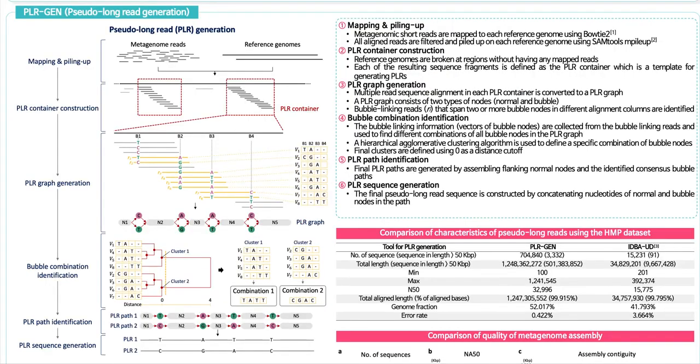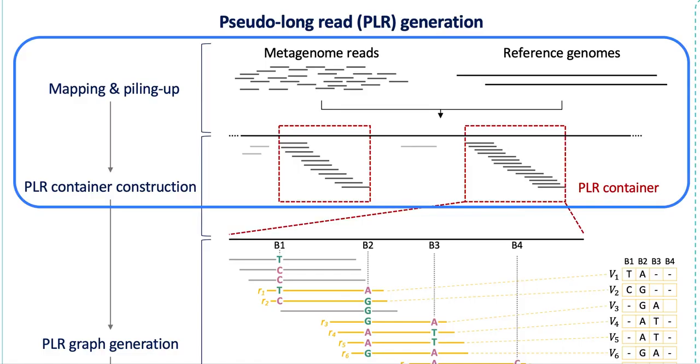PLR-GEN generates PLRs through the following 6 steps based on metagenomic short reads and reference microbial genome sequences. In the mapping and piling up step, metagenomic short reads are mapped to each reference genome separately using bowtie2. All aligned reads are filtered and piled up on each reference genome using SAMtools and pileup. Unmapped, low quality, duplicated and secondary aligned reads are discarded.